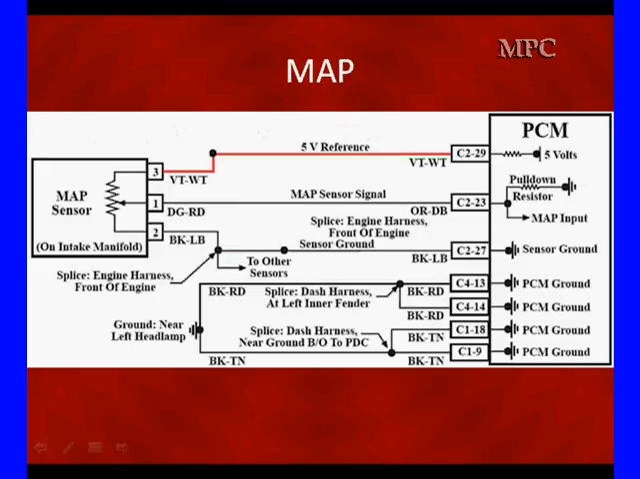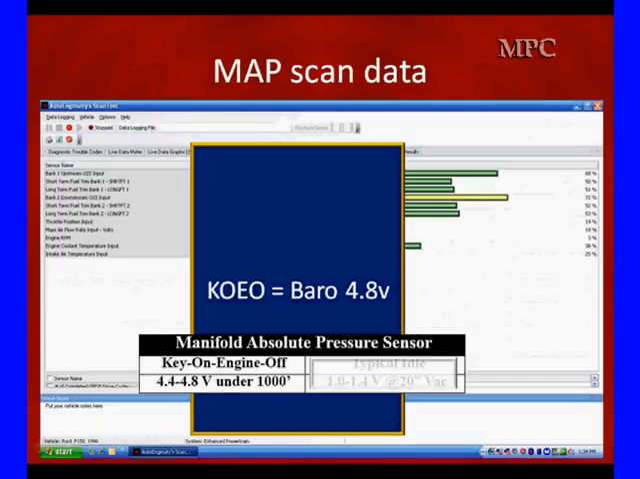Let's say we doubt the MAP sensor. We want to verify the MAP sensor. What we need to start with is a test procedure. We test MAPs starting at engine off. Key on, engine off. This happens to be a GM. We expect a reading of 4.4 to 4.8 under 1,000 feet.